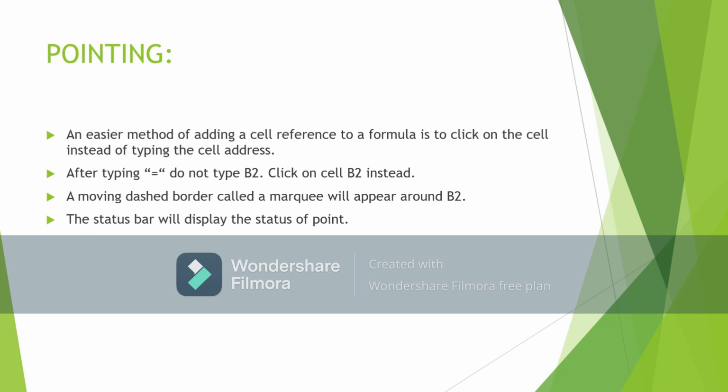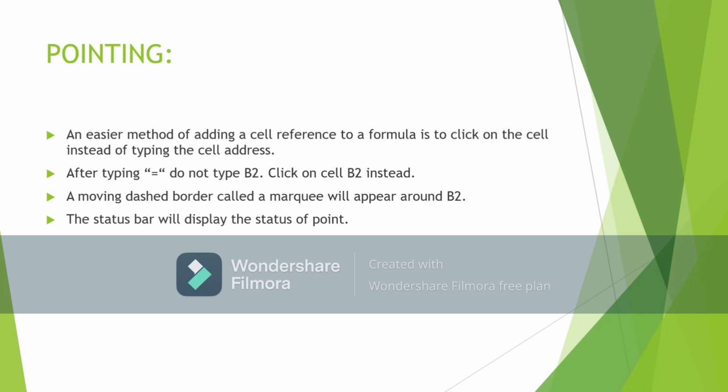An easier method of adding a cell reference to a formula is to click on the cell instead of typing the cell address. After typing equal, do not type B2. Instead of typing B2, just click on the cell. After clicking on the cell, you can see the dashed border in blue color. First cell reference in blue color and the second cell reference in red color. That dashed border line is called a marquee.